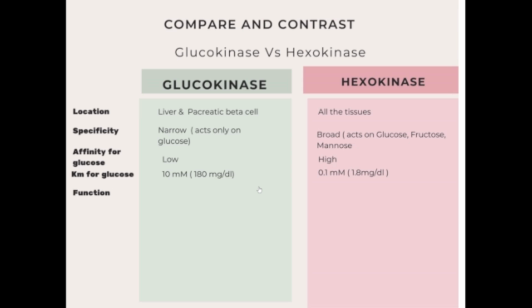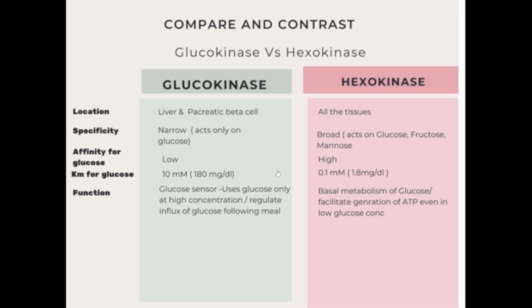Next is function. As we have discussed, glucokinase uses glucose only at high concentration. So after the meal, glucokinase will work in the liver and pancreatic beta cell to regulate the influx of the glucose following the heavy meal. Hexokinase, meanwhile, has the function of basal metabolism of the glucose. It will facilitate the generation of ATP even at low glucose concentration, as it has a very high affinity for the glucose. So even at the lowest concentration of glucose, hexokinase will help conversion of glucose to glucose 6-phosphate, and then by glycolysis it produces the ATP.